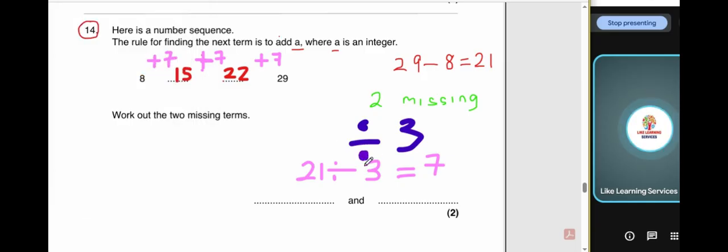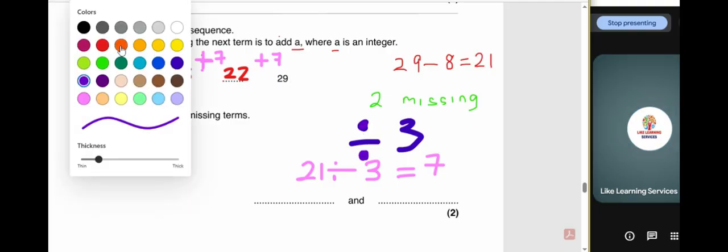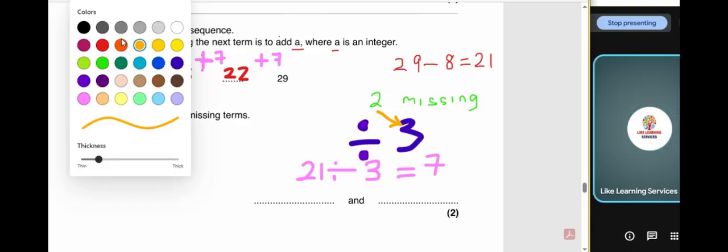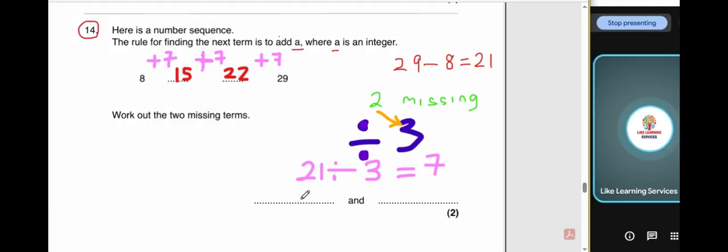Don't forget, if there are two missing numbers, you divide by 3. If you had one missing number, you divide by 2. If you had 3 missing numbers, you divide by 4. I think that is clear. So the answers are 15 and 22. That's just a trick. I hope that's cool. All right.